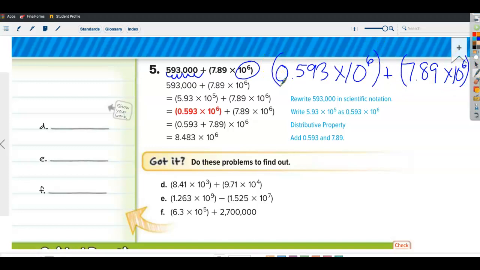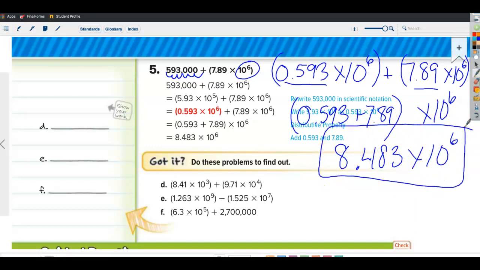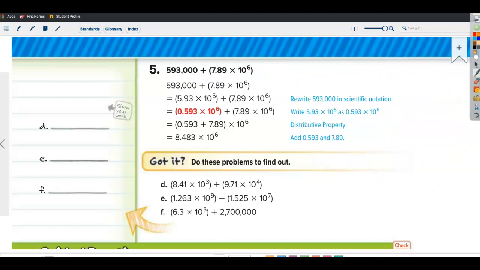What can I pull out from both of them, Bryn? Okay, so times 10 to the 6, and then I can add my decimals. So what do you get when you add your decimals, Bailey? 8.483 times 10 to the 6, and is that in scientific notation? Yes. So you'd be done. Okay, I am going to do F with you, and then I'm going to have you do D and E on your own. So everybody should be writing down what I write down.